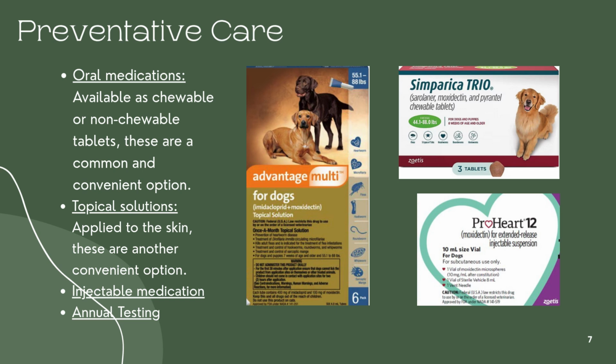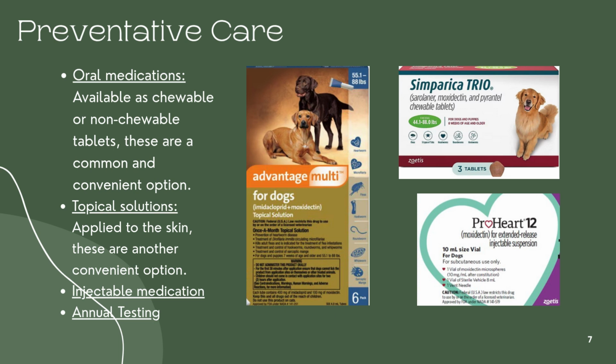Another important part of preventative care is getting annual testing done and just regular testing. Annual heartworm testing is recommended to ensure that dogs are heartworm free. That is the only real way to know if they are heartworm free. Year-round prevention: mosquitoes, the carriers of heartworm larvae, can be present even in colder climates, making year-round prevention essential.